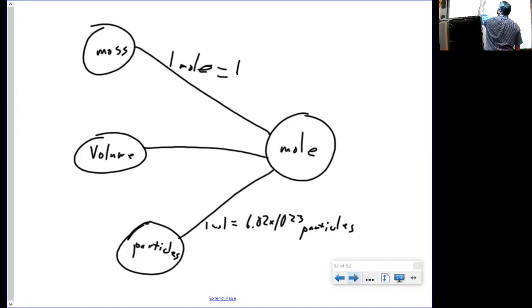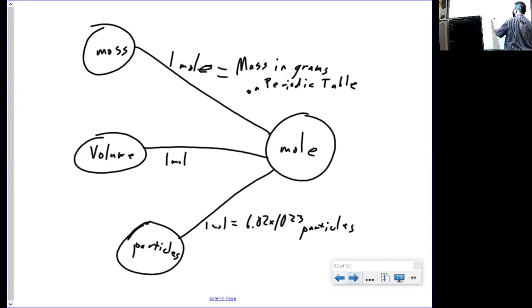The volume. For volume, 1 mole is always going to be 22.4 liters. So we got 2 magic numbers and then 1 that can be lots of different magic numbers. This is all there is to it.